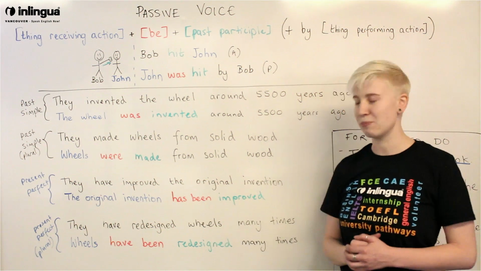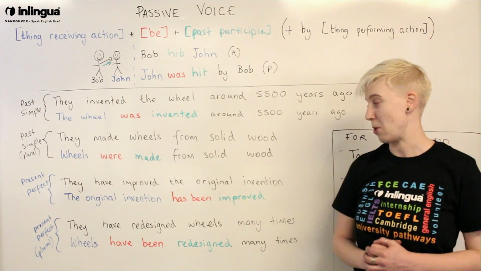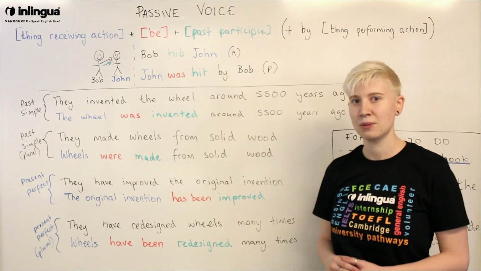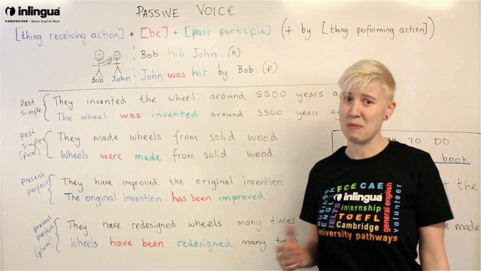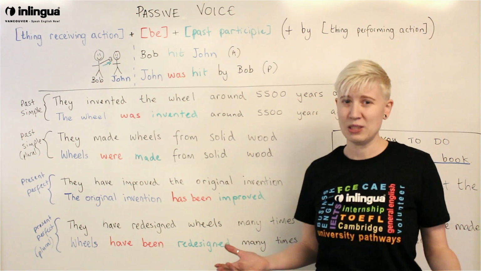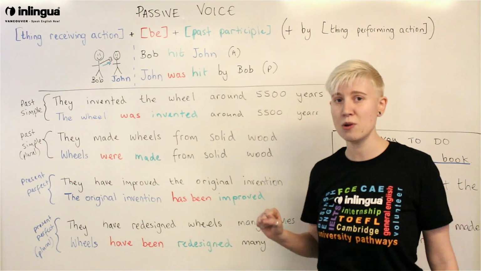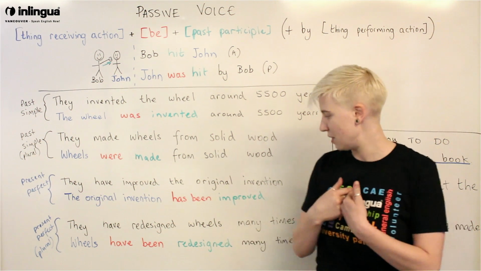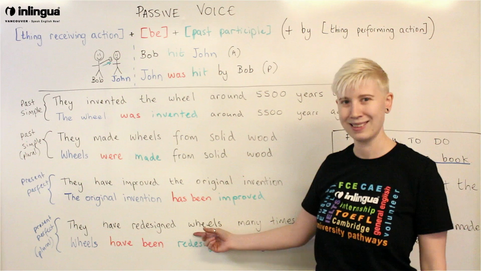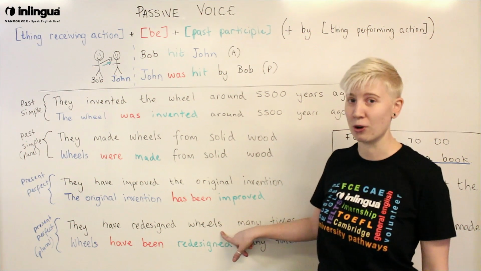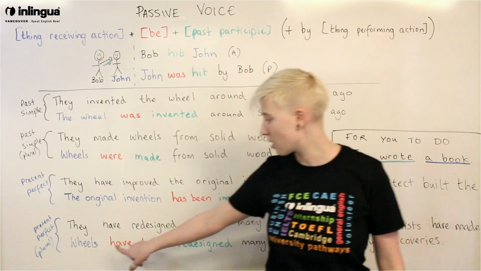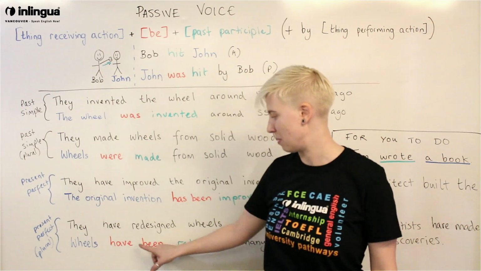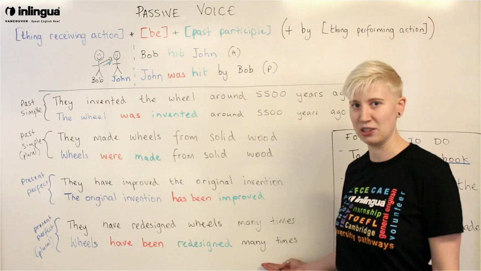Let's have a look at the present perfect in plural form. Last one. They have redesigned wheels many times. They have redesigned wheels many times, it's true. But who did it? I don't know. So let's remove those people and focus on the recipient of the action. In this case, wheels with an S. It's plural. So we are going to use the plural structure of the present perfect. Wheels have been redesigned many times.